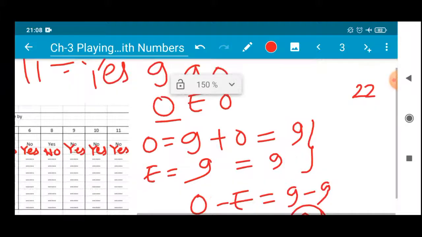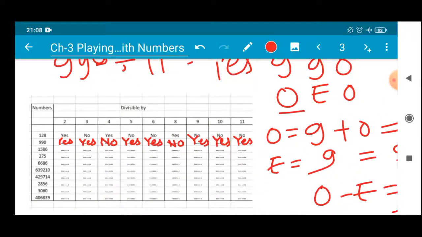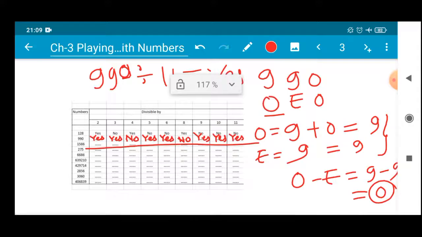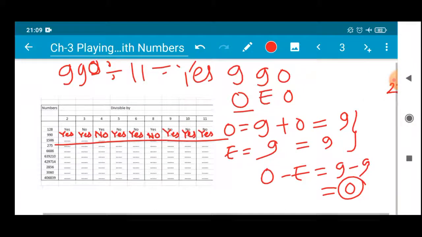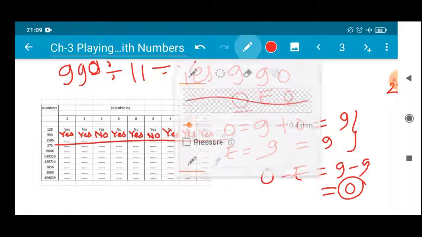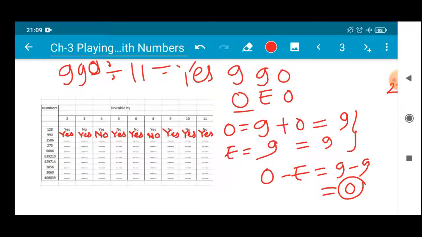Okay, so this is the way of solving exercise 1, that is 990. We have gone through all the numbers from 2 to 11, right? We have used the divisibility rules which I explained in the previous video. So go through that once again if you have any problem.